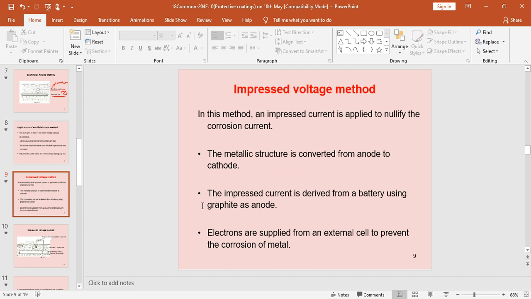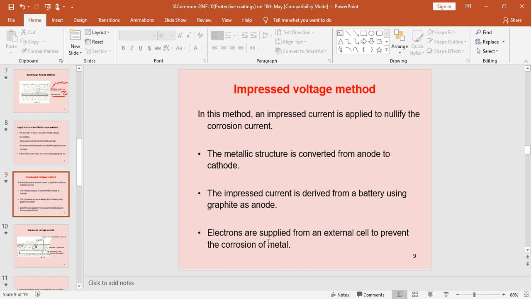How? The impressed current is derived from a battery using graphite as anode. By using a graphite anode, we are supplying impressed current, which is reverse to the corrosive current. That's why it is called impressed current. How are we supplying it? The impressed current is derived from a battery using graphite as anode.